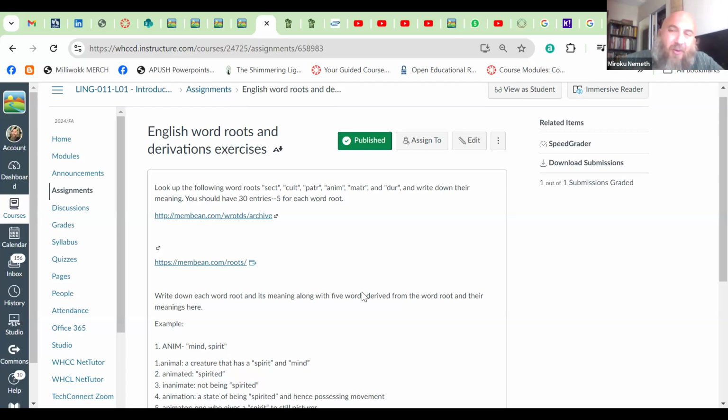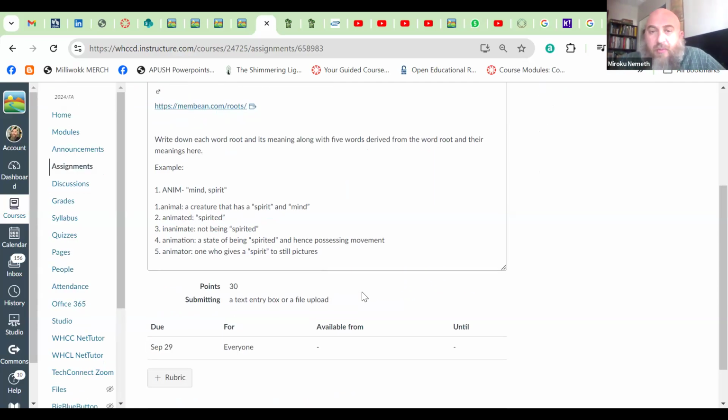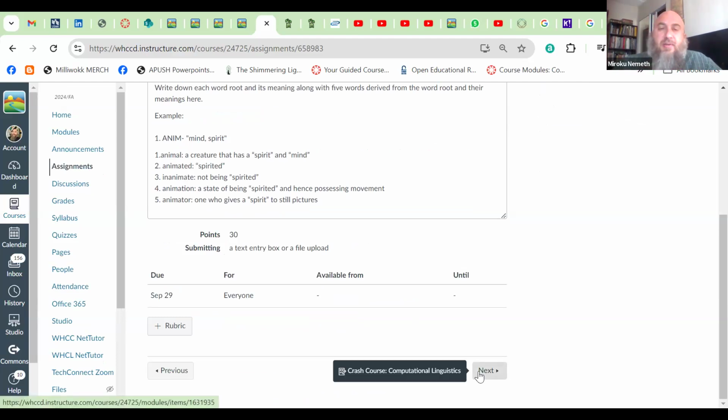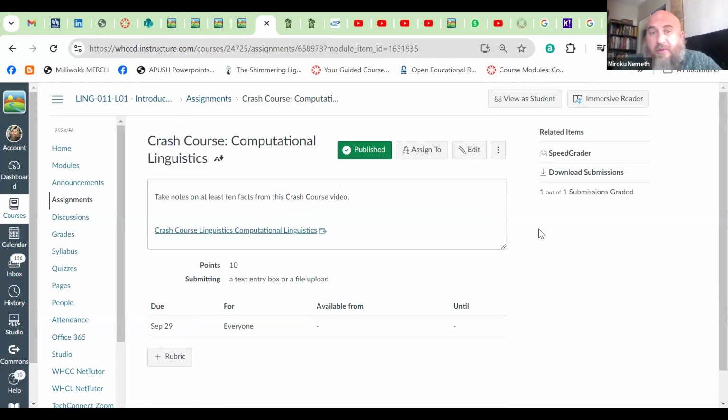But I also hope that you'll revisit this and explore it, because you can learn a lot. English word roots and derivations, man. If you want to really increase your vocabulary, this is one way to do it, right? Start to understand the word roots and derivations, which really helps learners as well.